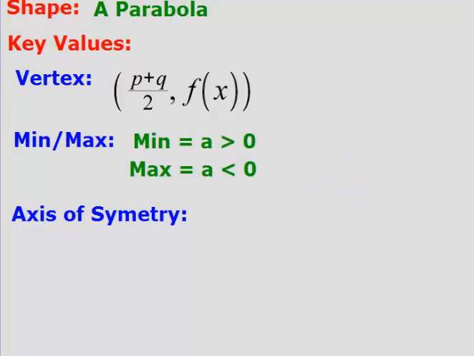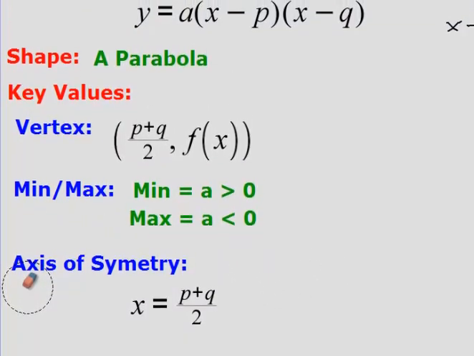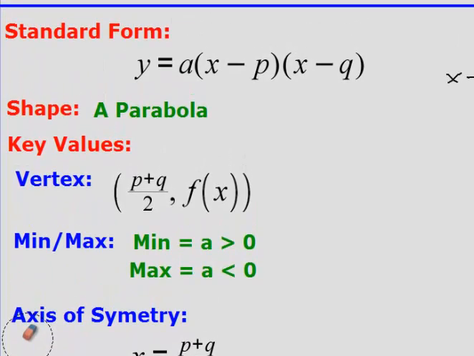Okay, axis of symmetry. Vertical, horizontal, or skew? Vertical, so it's going to be an x equals, right? And this time you're going to tell me, what is x going to be equal to? What would I write in here? p plus q over 2, because the x value for my axis of symmetry is going to be the x value for the vertex.